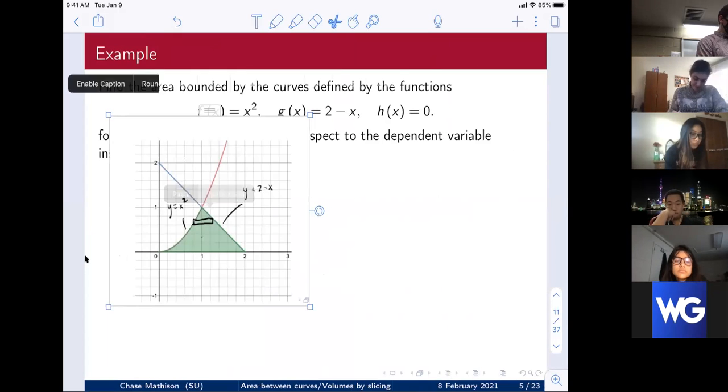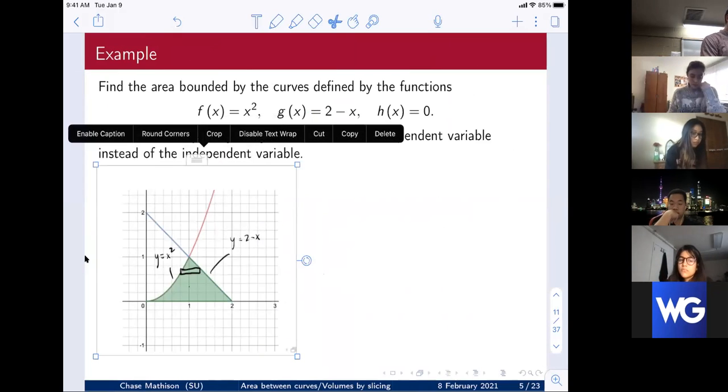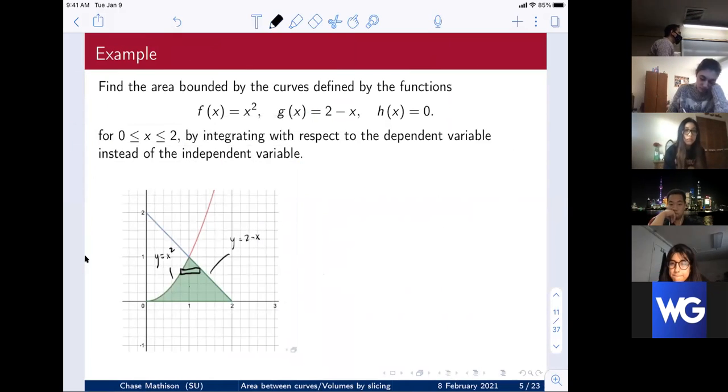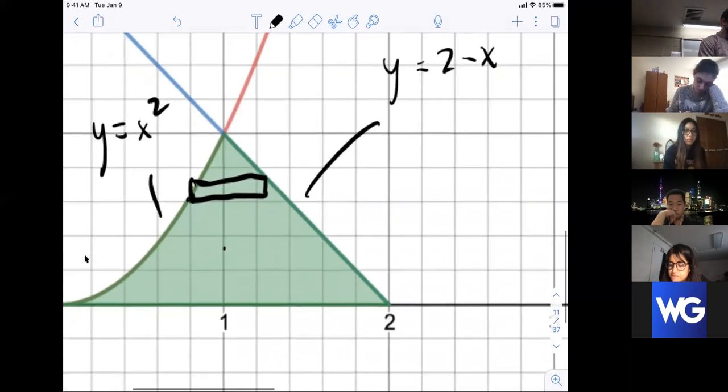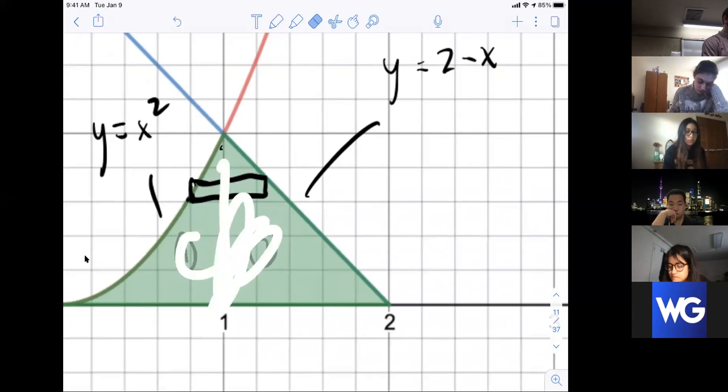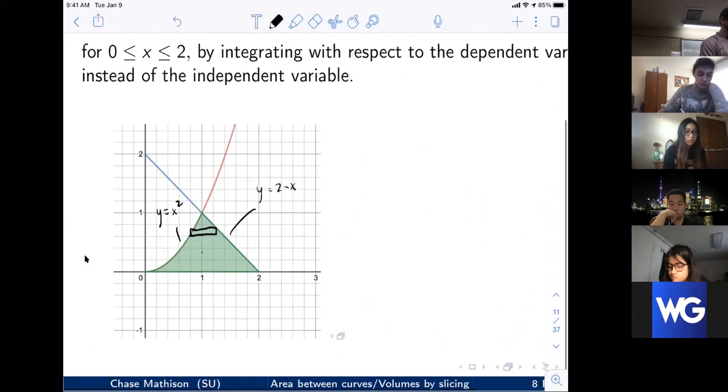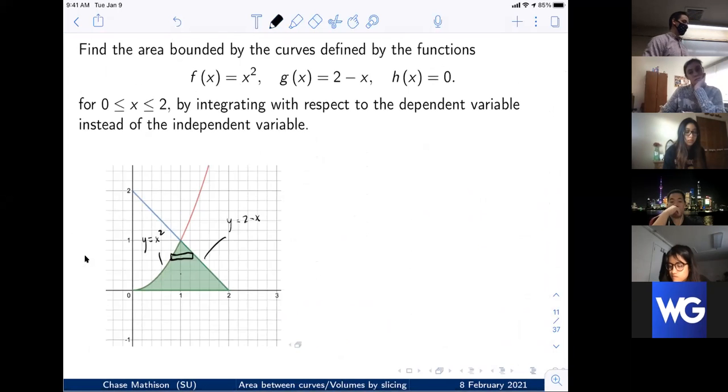And paste image. There we go. So let's find this area. All right, so before, like I said, before we broke this up this way and looked at region 1, region 2. We're not doing that now. Now, we're going to do this all in one fell swoop and look at this as right minus left.